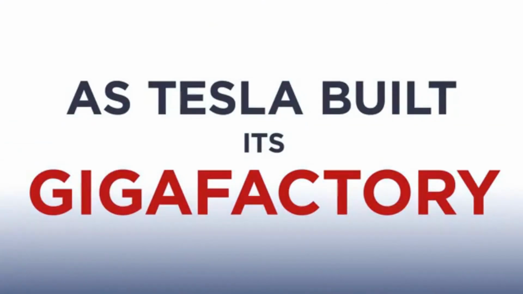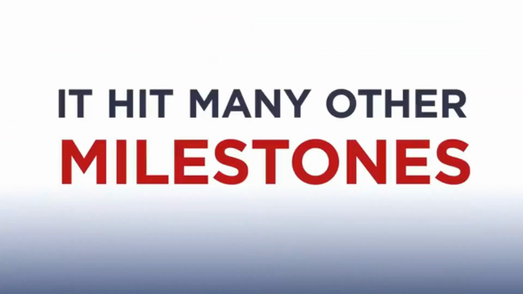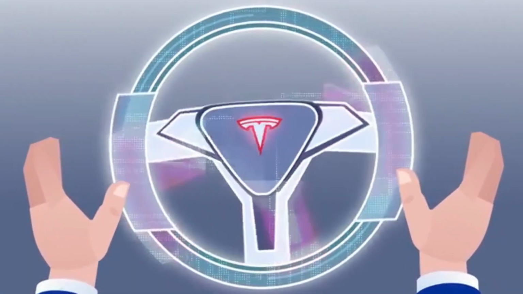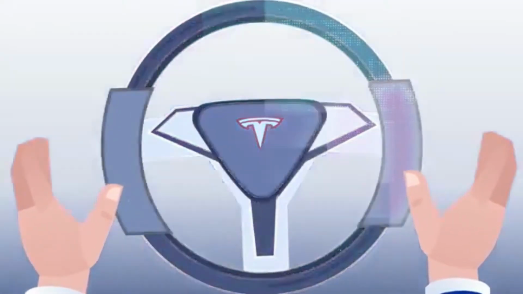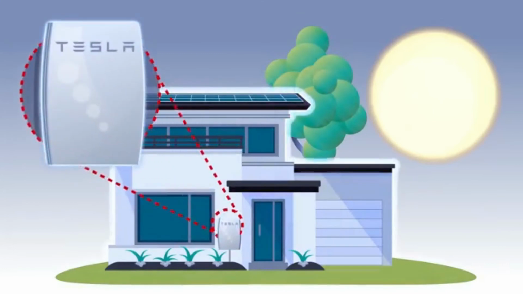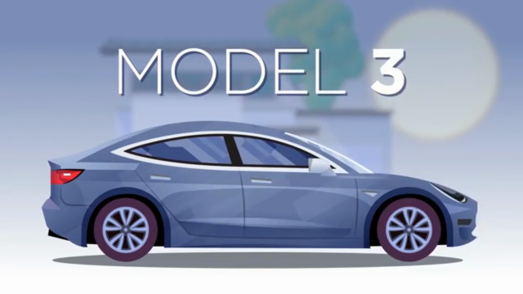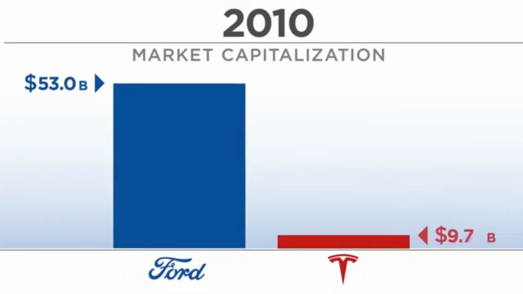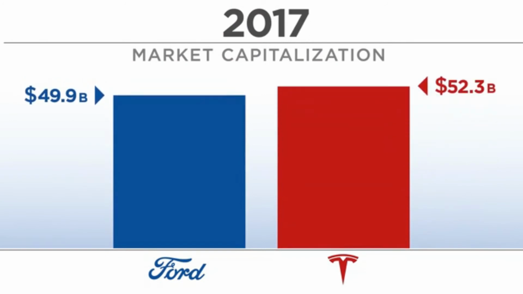As Tesla built its Gigafactory, it hit many other milestones. The company released Autopilot, giving the Model S semi-autonomous capabilities. The Powerwall was revealed, a lithium-ion battery for the home. Finally, it announced the Model 3, the car for the masses, in 2016. By the end of 2017, Tesla passed Ford in market value, just 7 years after its IPO.